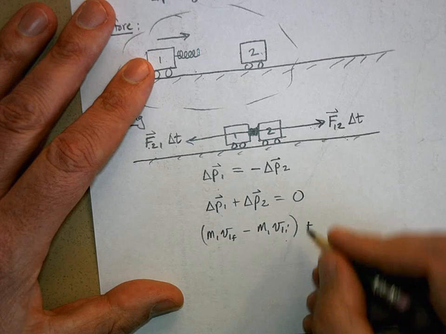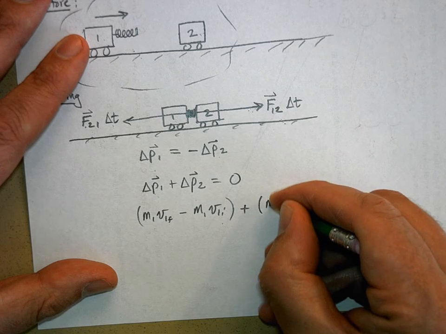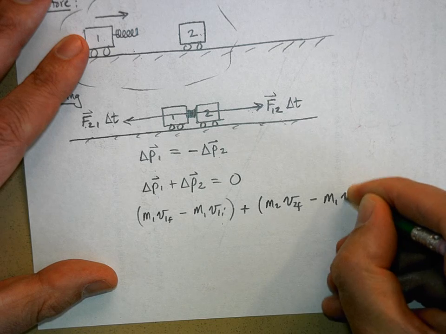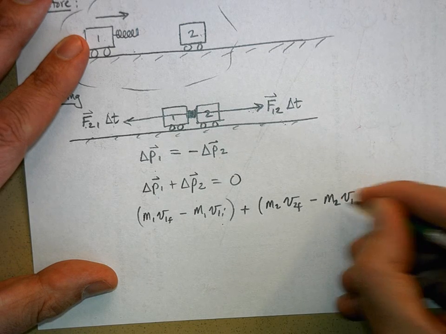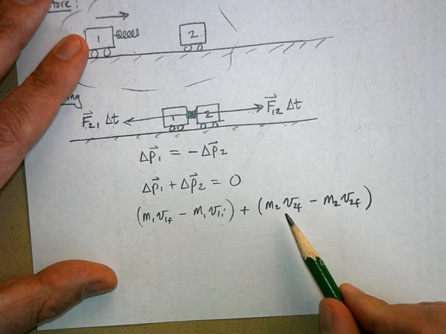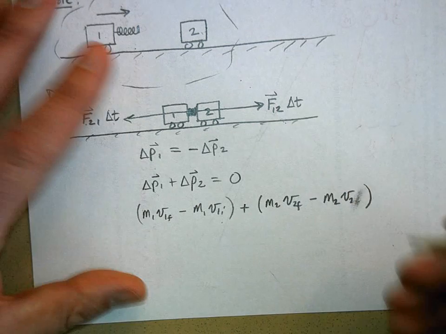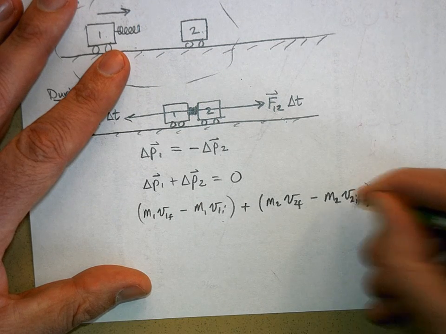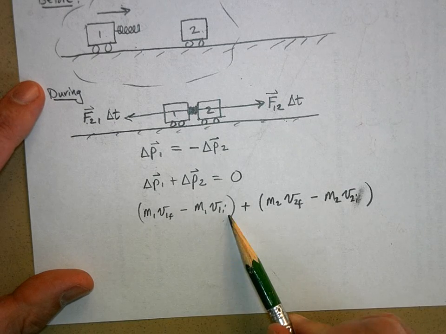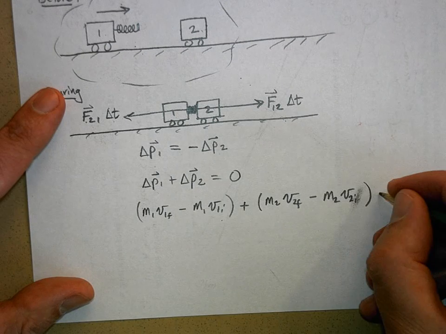Plus, we need the change in momentum of object 2. Well, that's just going to be M2 V2 final minus M2 V2 initial, right? See, we're getting lost in a subscript swamp. So the final minus the initial for object 1, the final minus the initial for object 2. And this will all equal 0.